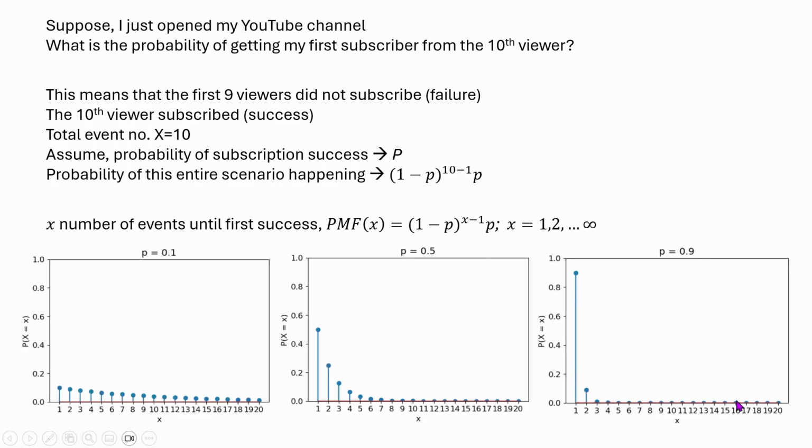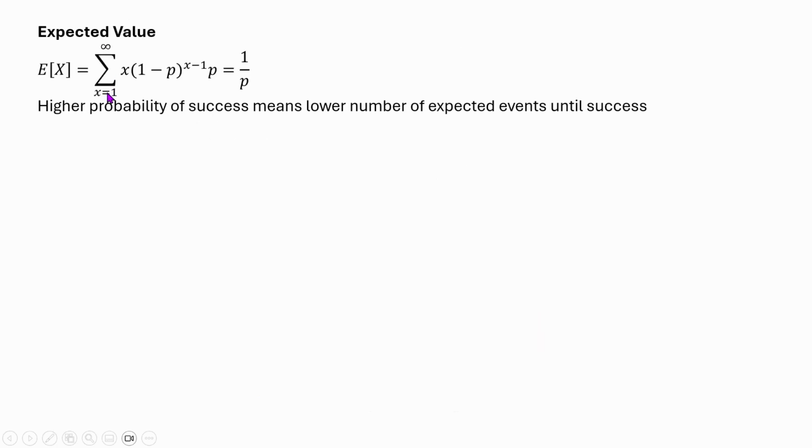And in the rest of the events, we have already succeeded, so they don't really matter. So what is the expected value? We know that x starts from 1 and goes to infinity. So we are going to have to take the summation of that from x equal to 1 to infinity. So these are the number of events, and x is here, x into the PMF. So this is the PMF, this whole thing.